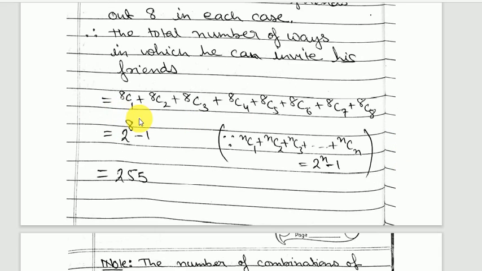But here you can see that it starts with 8C1 till 8C8. We know that if you have nC1 plus and so on up to nCn, then the sum of this will be 2 to the power n minus 1. So here this would become 2 to the power 8 minus 1, which is equal to 255. So he can invite his friends in 255 ways.